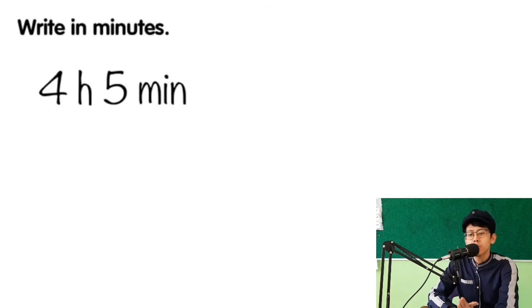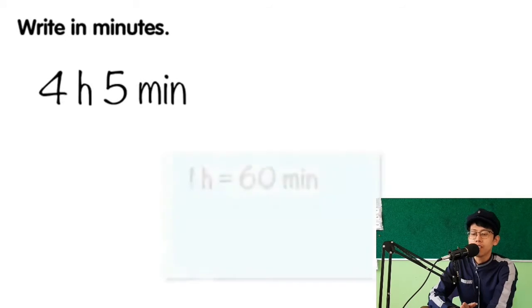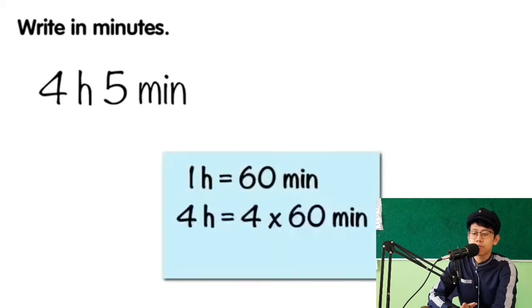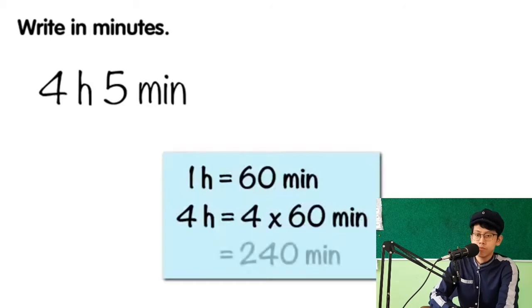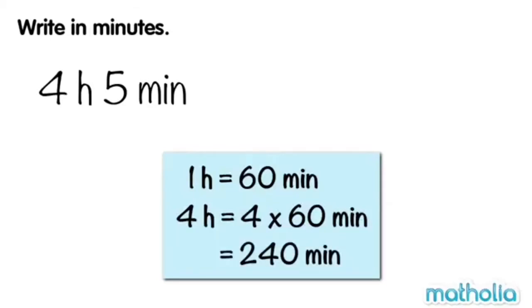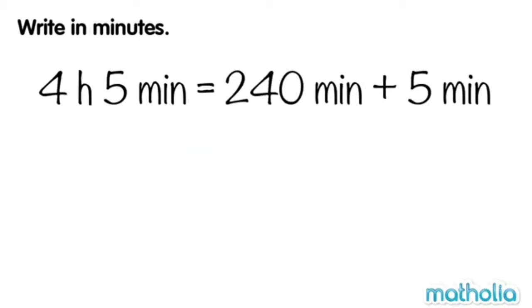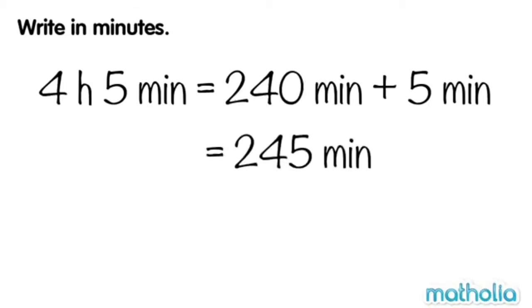Now let's continue with some more questions. How many minutes are there in 4 hours 5 minutes? In 4 hours, there are 4 times 60 minutes. 4 times 6 is 24, so 4 times 60 is 240. There are 240 minutes in 4 hours. We can write 4 hours 5 minutes equals 240 minutes plus 5 minutes. 240 plus 5 equals 245. There are 245 minutes in 4 hours 5 minutes.